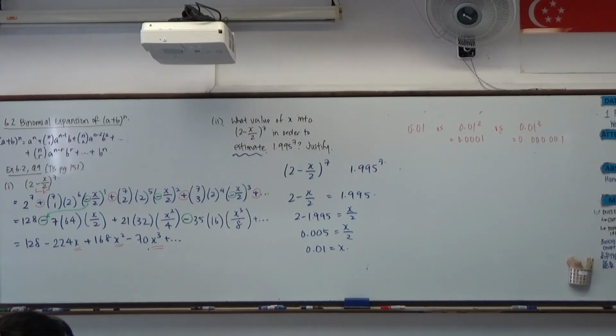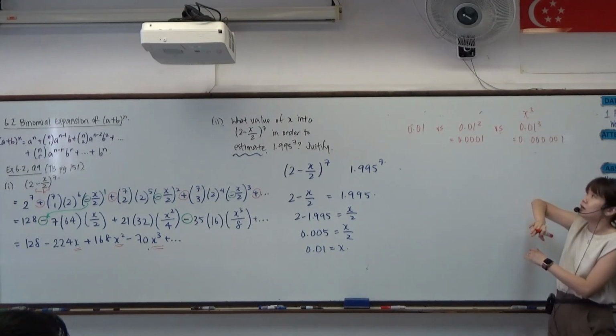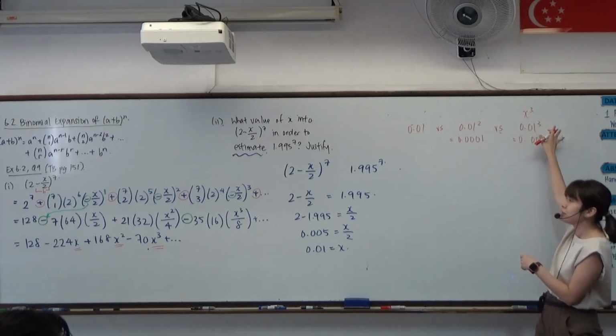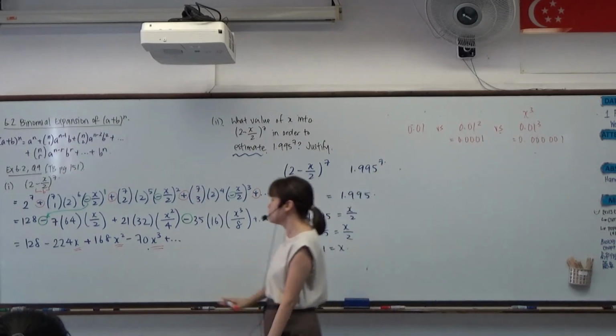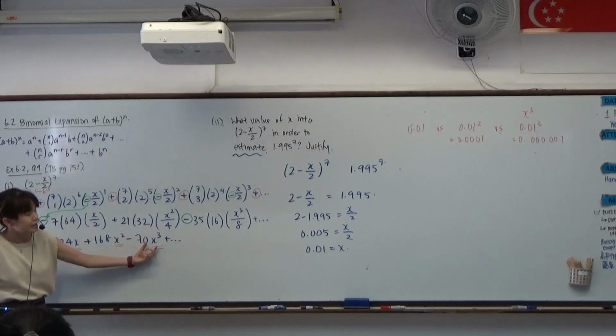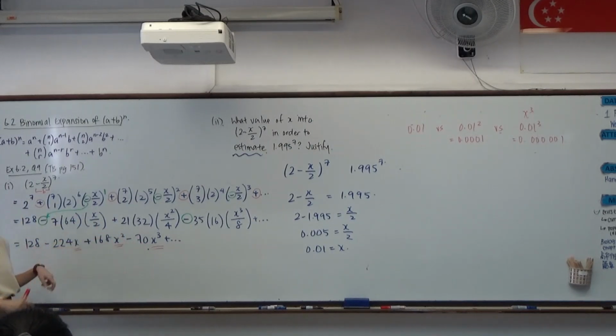Okay, what's the purpose of doing this? We notice that 0.01 cube, or rather x cube, is definitely smaller than 0.01. This number is smaller than this one. So what happens when it is smaller? When you continue to do your addition or subtraction, for the fact that this is going to be smaller, the impact to the entire number is not that big. So this one is 0.01 square, this one is 0.01.